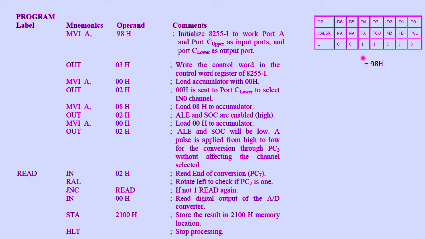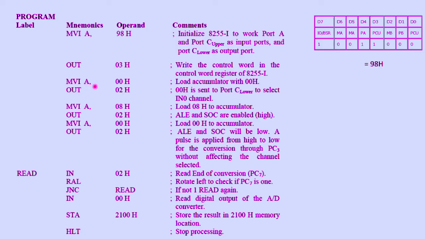Are you getting it? Okay, so that is why we have to load it into the accumulator by using the command MVI, move immediate data 98 into the accumulator. Then we have to copy this to the control word register, for which the port address is 03. That is why we have used the command OUT 03H. Are you getting why we have done this? Because here we are assuming that the port A address is 00, port B address is 01, port C is 02 and the control word register address is 03H.